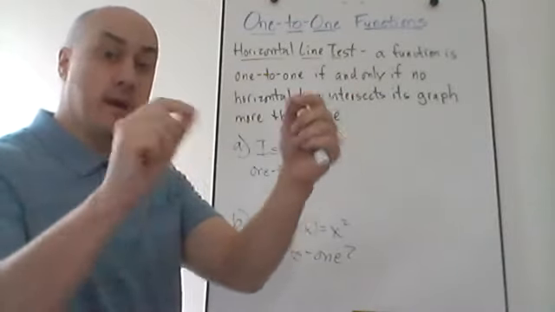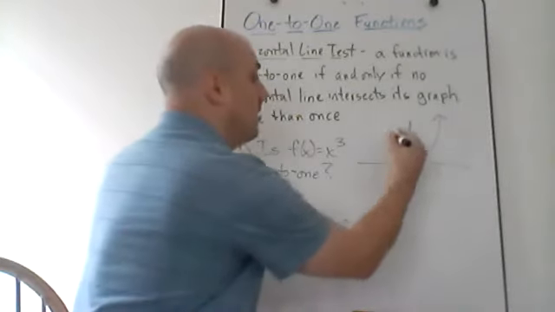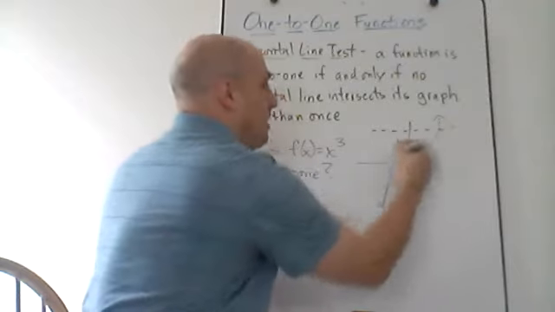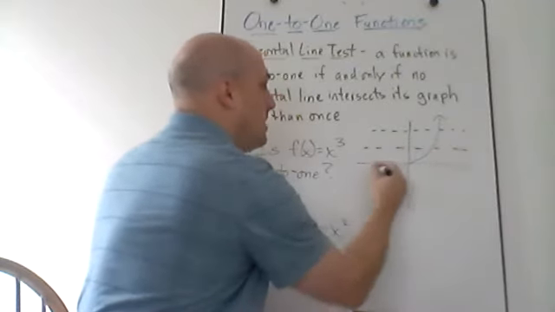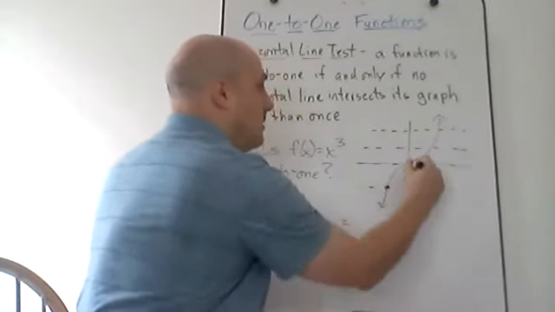Remember, one-to-one means for each x there's only one y, for each y there's only one x. So we know it's a function because if I do the vertical line test and I draw a vertical line anywhere on the graph, it only touches the graph one time. To test if it's one-to-one, I use the horizontal line test. So I'll just draw a couple dotted horizontal lines here, and we can see that no matter where I draw that horizontal line, it's only going to touch the graph one single time.